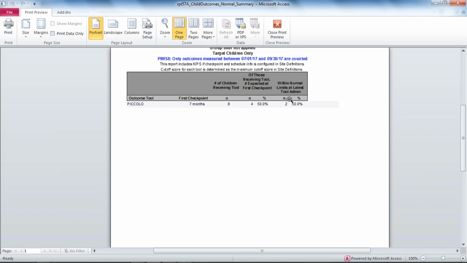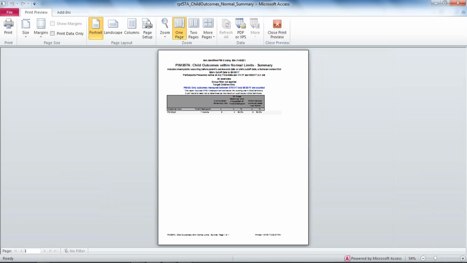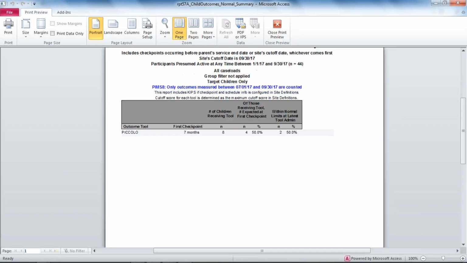Remember that normal limits rating is based on their definitions that we reset at the beginning of this for the PICCOLO, that depending on their age, they should have a score of 30, 31, or 32 as they get older. Okay, so it only looks at outcomes that were measured during that time period.